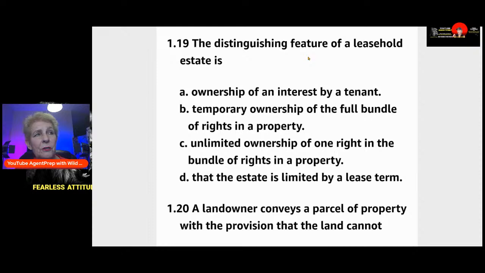So the distinguishing feature of a leasehold estate. So type your answer in the chat. What makes a leasehold estate different from other estates? I'll give you a little bit more time for others to answer, because there's quite a few. That's exciting. I have a whole bunch of you on here tonight. At least 13 that I can see. A lot of you want to pass your exams, right?